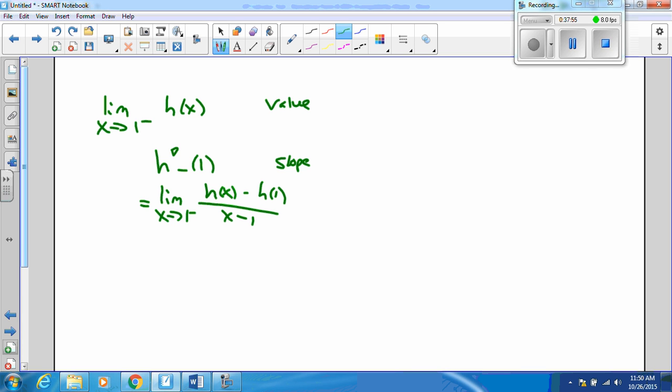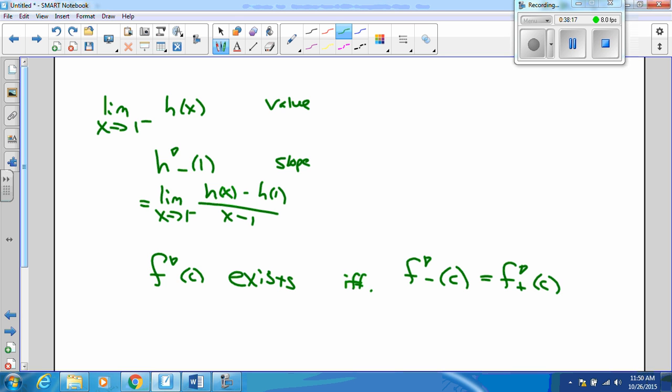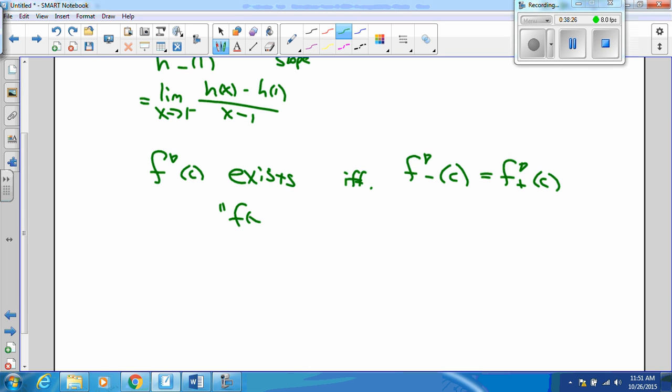Okay. Let me state our results for today in the form of a theorem, and then I'll take your question. So here it is. F prime of c exists if and only if f prime from the left and f prime from the right have the same value. And when this occurs, we say that f of x is differentiable at x equals c. And tomorrow we're going to talk more about this idea of differentiable.